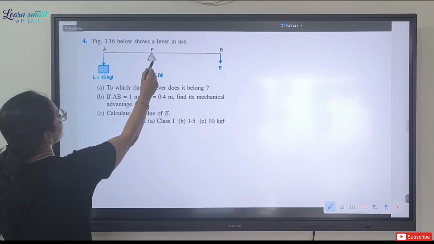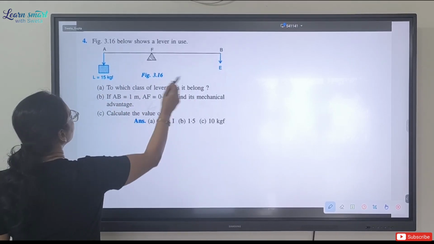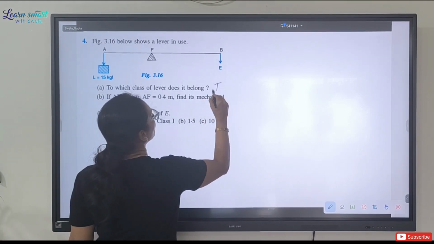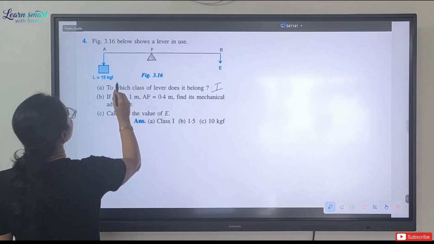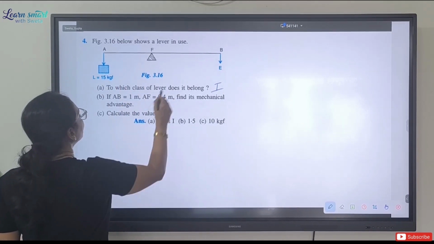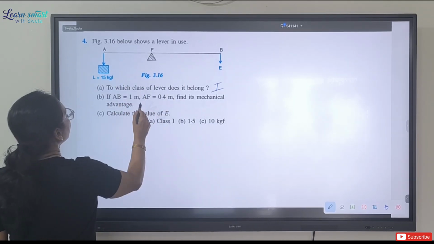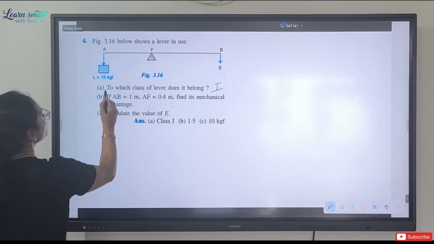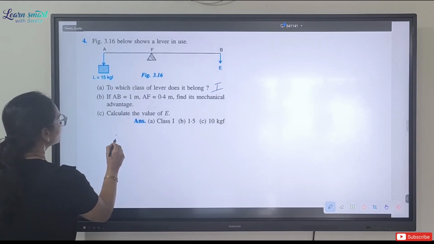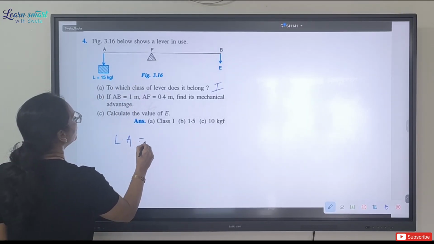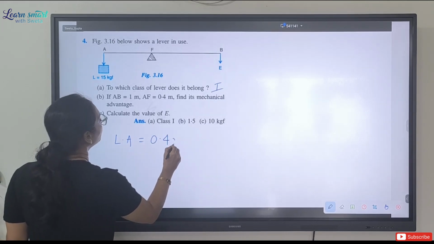So we can see the fulcrum is in the middle, and the load and effort are on either side, which means it belongs to a class 1 lever. Now, if AB is equal to 1 meter, that means the total length is 1 meter, and AF is 0.4 meter. So AF is the distance between the load and the fulcrum, which means the load arm. Load arm is 0.4 meter.